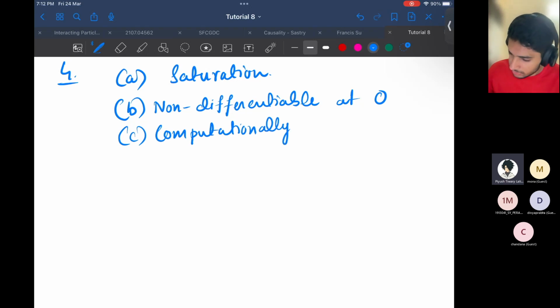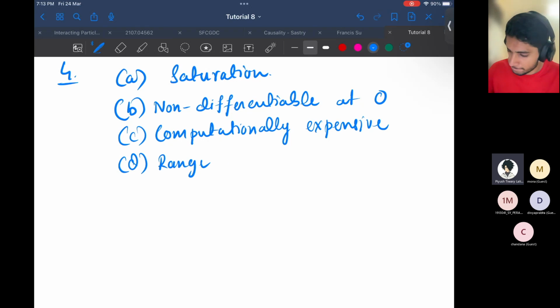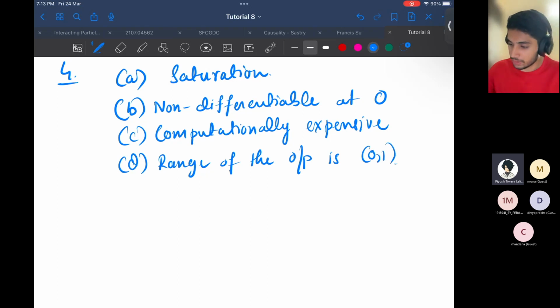C option is computationally expensive. What is the D option? D option is the range of the output is 0 comma 1. Okay. So which of these properties?